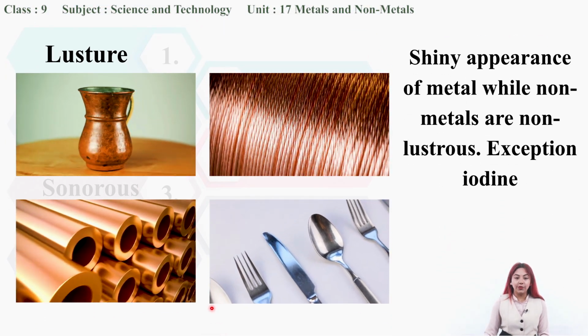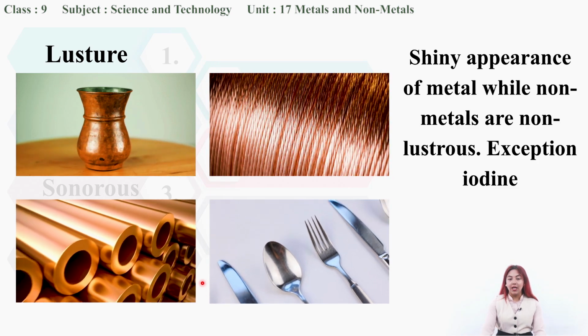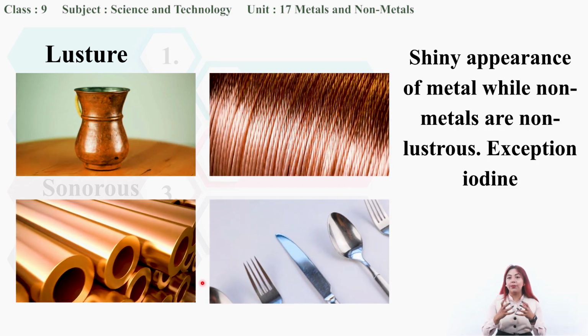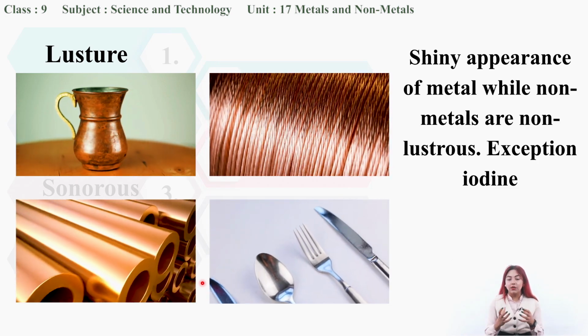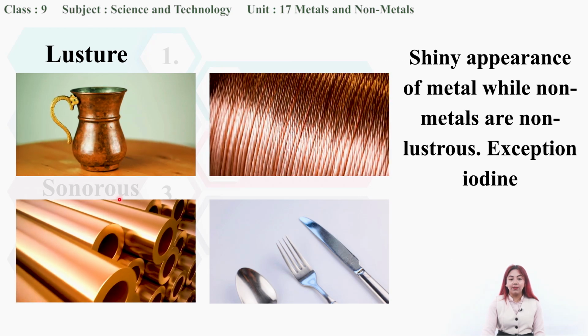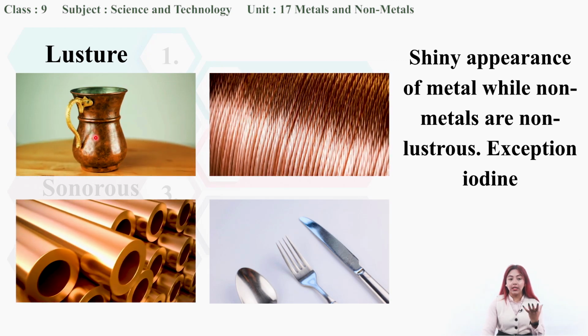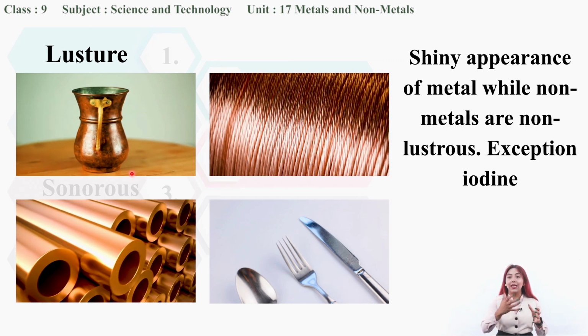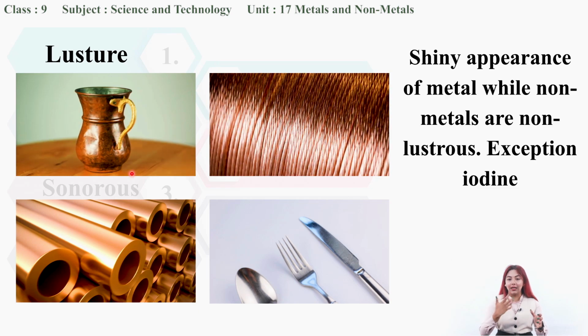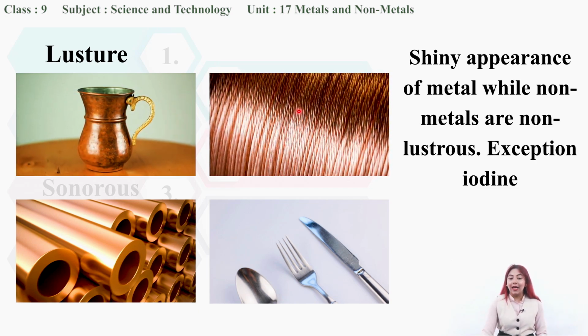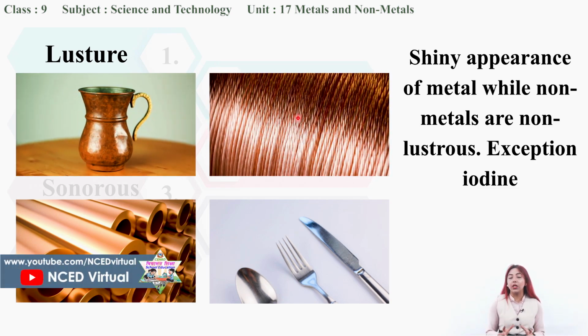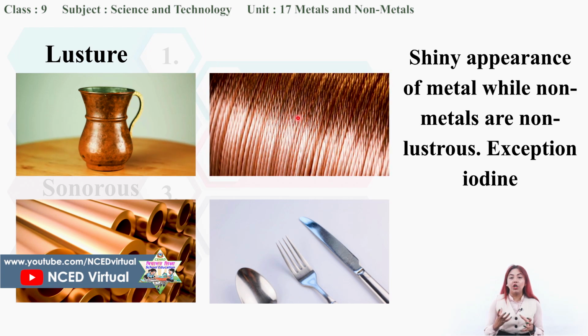Now, the first property we'll discuss is luster. Luster is the shiny appearance of the metals. So, you can see here in the figure, these metals are shiny. When light falls on them, they reflect the light back. So, metals have shiny appearances, but non-metals usually are not lustrous.